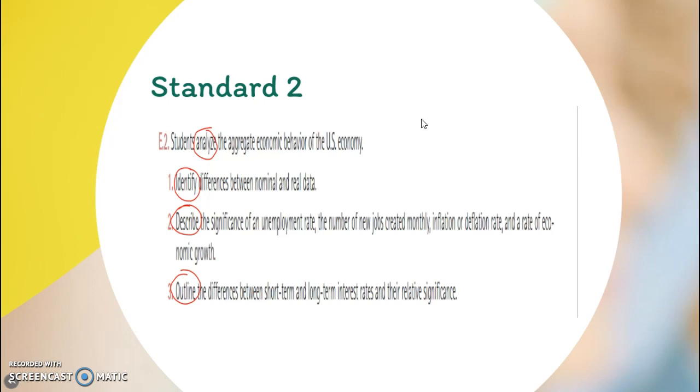So analyzing then, with the sub-skills, you're going to have to identify differences between nominal and real data, describe the significance of unemployment rate, and also outline the differences between short-term and long-term interest rates. So for the first one, identify differences between nominal and real data, usually a teaching strategy I would use here would be to just give them an example of a very simple economy, where, for example, maybe they just produce hamburgers and hot dogs, and the prices change. You know, you've got maybe 2015 prices, 2016 prices, 2017, so they're changing.